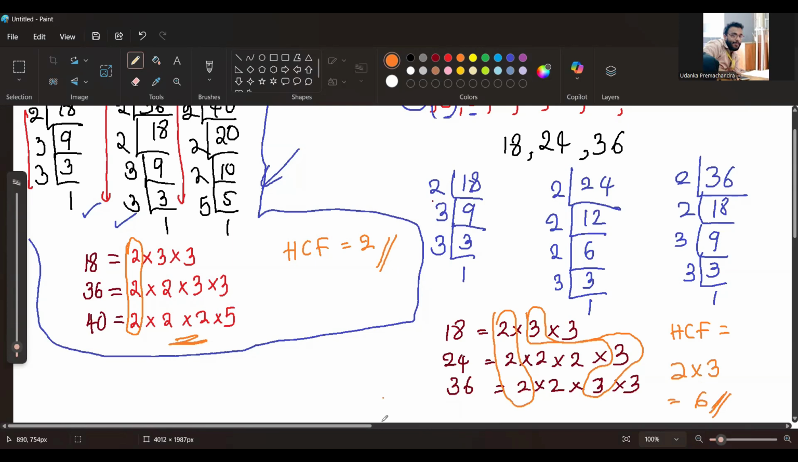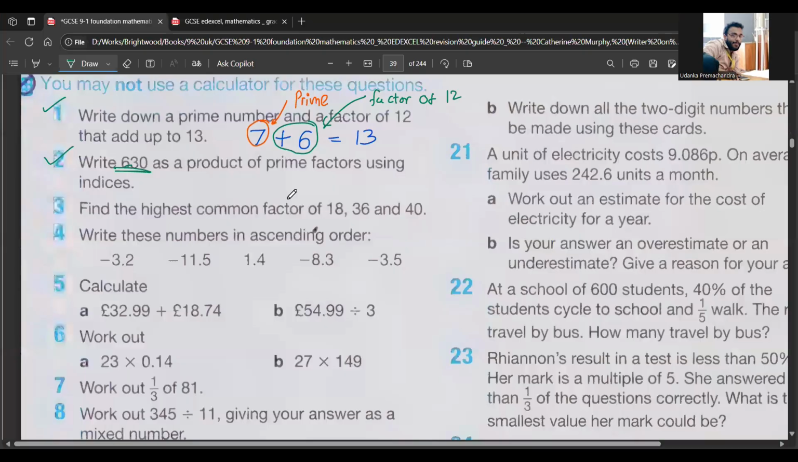Yes, sir. Good, good. Okay, is that clear? Yes, sir. If they are asking highest common factor, it's better to go in with these steps. Okay, it's better. That's why I write it with these steps. Next one is easy.